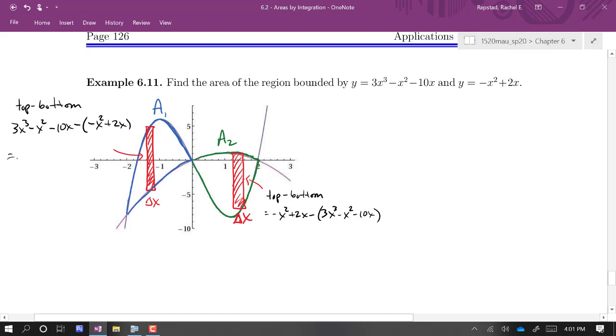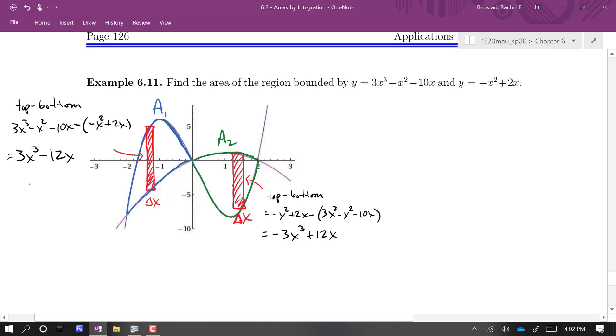If I simplify these expressions here, so on the left, the length for A1 is 3x cubed. Let's see, subtract a negative x squared, those go away. Negative 10x minus 2x is negative 12x. And over here in A2, top minus bottom, this simplifies to a negative 3x cubed plus 12x, which maybe we're not so surprised. When all you do is change the order of subtraction, the effect that has is it just changes the sign on your expression.